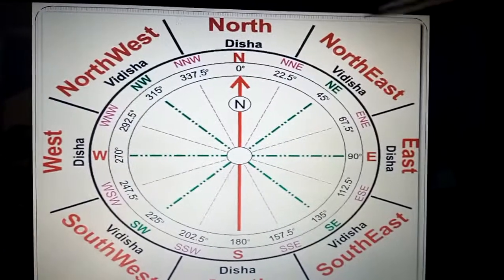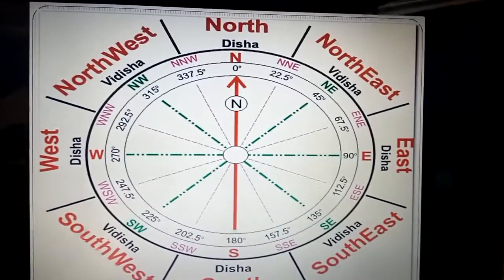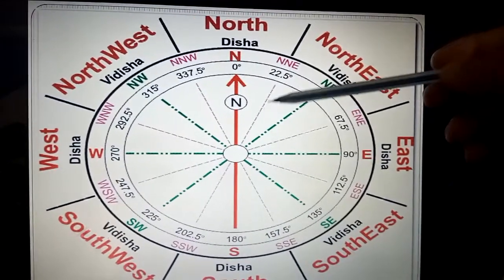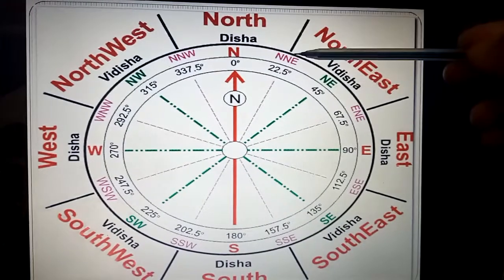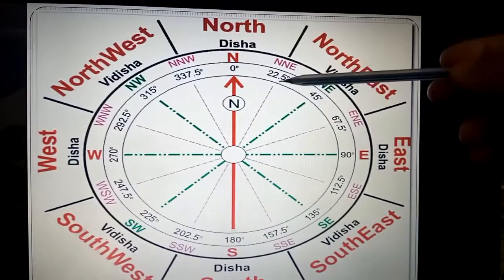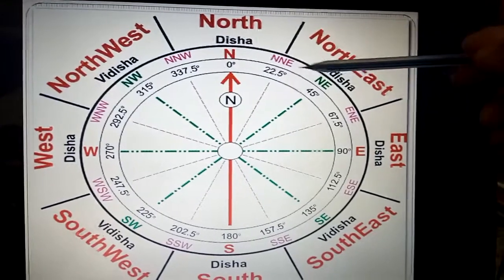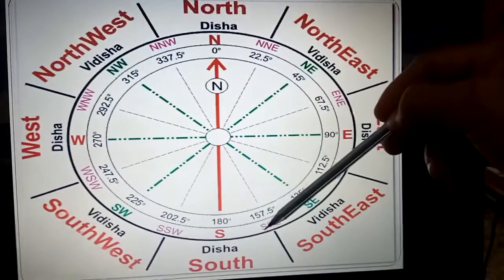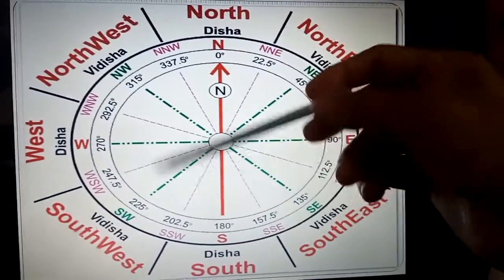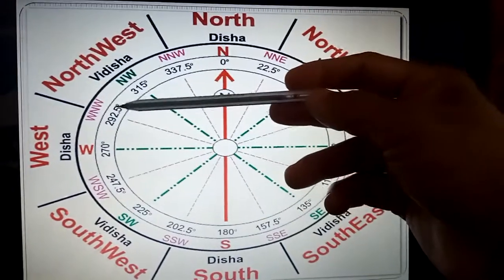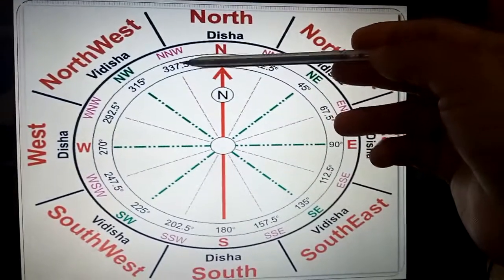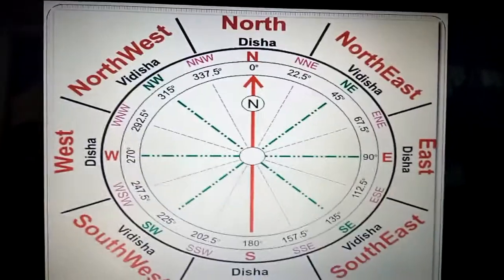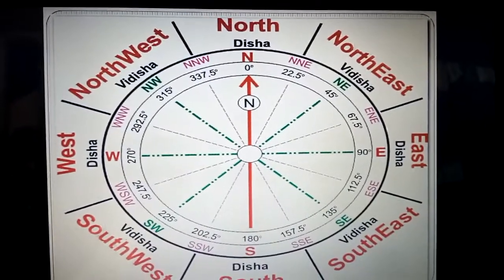When we talk about false points, which are also known as non-cardinal points or intermediate points, here you are able to see north northeast, this is a false point or intermediate point, which is 22.5 degrees, east northeast, east southeast, south southeast, south southwest, west southwest, west northwest, north northwest. These are the false points or intermediate points which you need to understand on the compass.